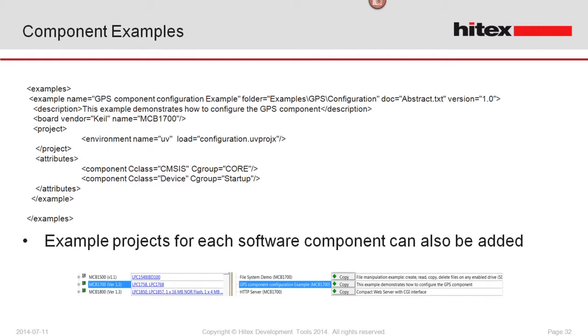It's also possible to add examples. So again, here we have the examples container within the pack description file. We can add an example for our GPS component, and then we can nominate the board that it's going to be used on and the project file name. So now within the pack installer, we can click on the MCB board that we're using, and then in the examples tab we can see that there's a GPS component configuration example which we can then copy and have a look at this example project.